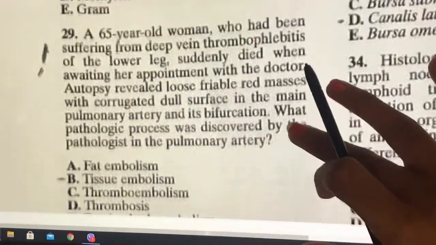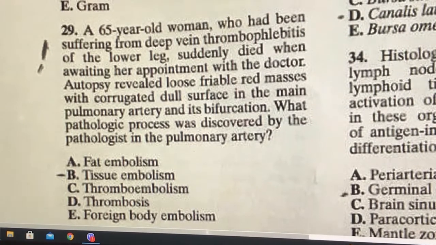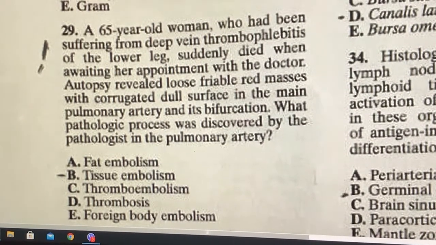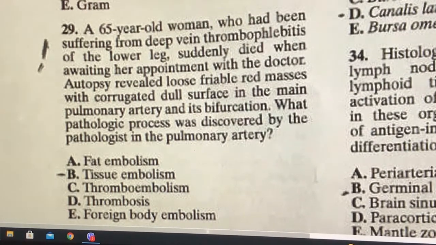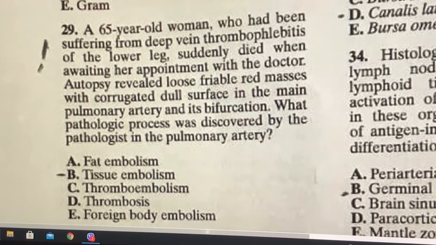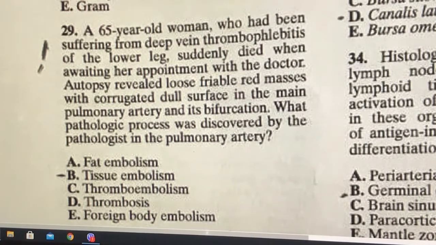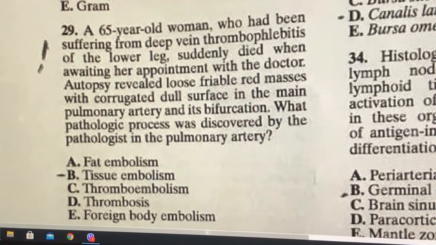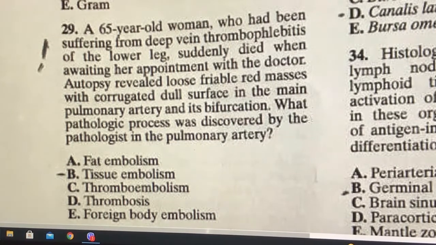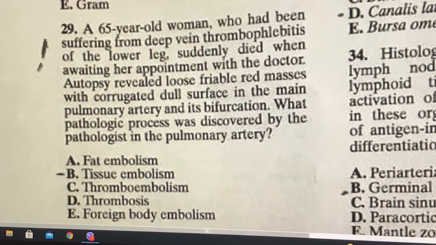Question number 29. A 65-year-old woman who had been suffering from deep vein thrombophlebitis of the lower leg suddenly died when awaiting her appointment with the doctor. Autopsy revealed loose, fragile, red masses with corrugated dull surface in the main pulmonary artery and its bifurcation. What pathological process was discovered by the pathologist in the pulmonary artery?